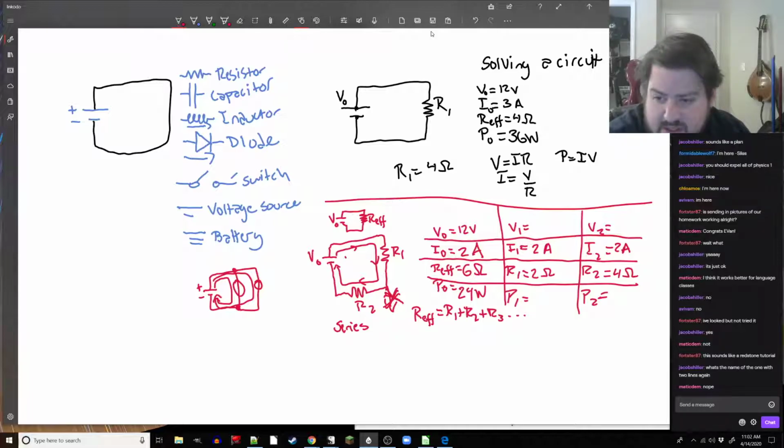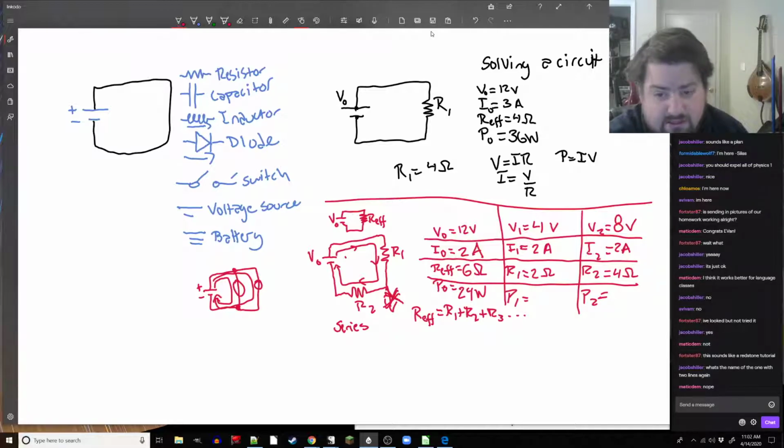Which means now I can actually use Ohm's law to calculate the voltages for V1 and V2. So V equals IR. 2 times 2 is going to be 4 volts, and 2 times 4 is going to be 8 volts. I want you to notice something, that 4 plus 8 is equal to 12.